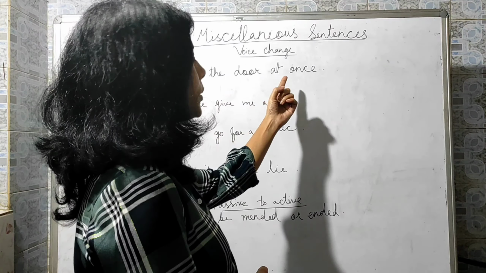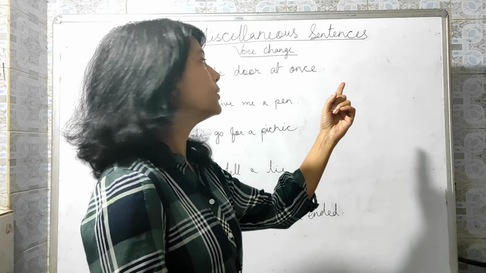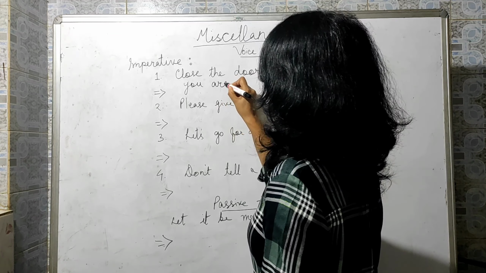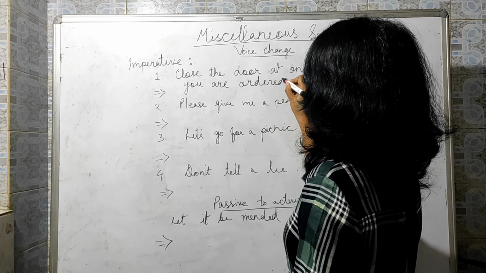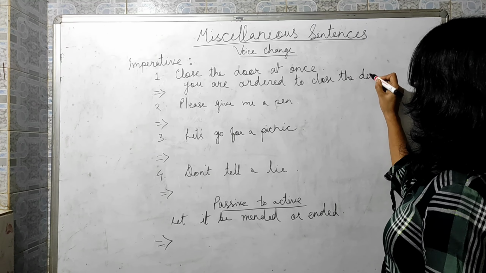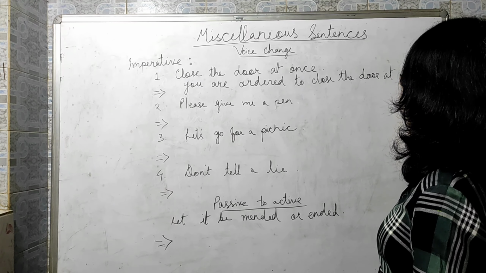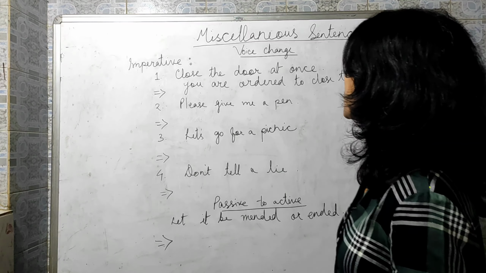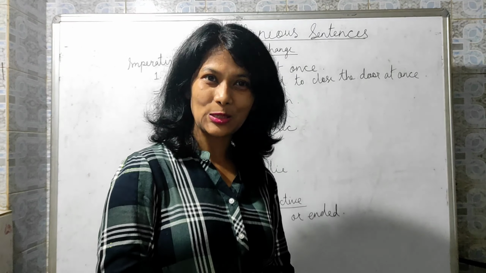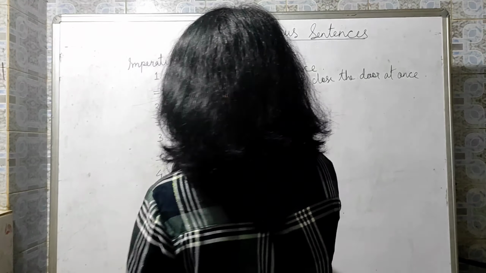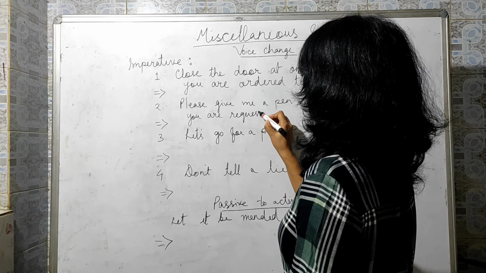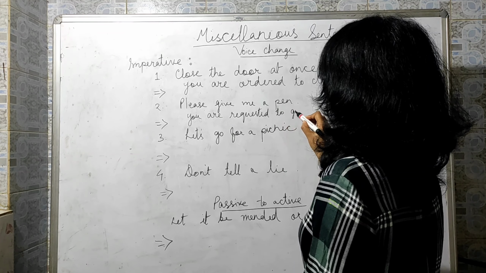So here, "Close the door at once." This is an order. So how will you write this? You are ordered to close the door at once. "Please give me a pen." It is a request, please. So, you are requested to give me a pen.